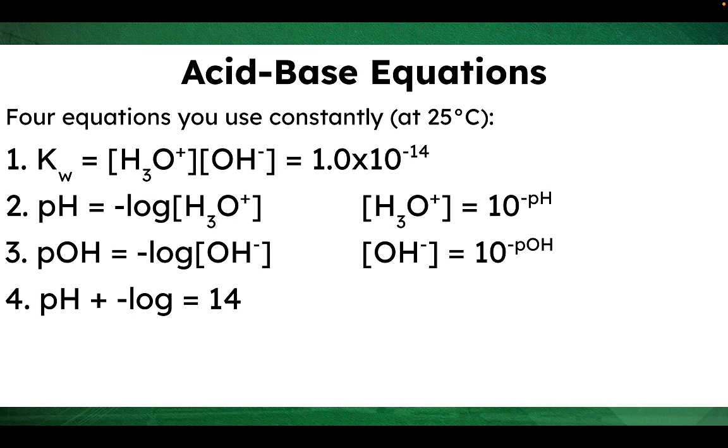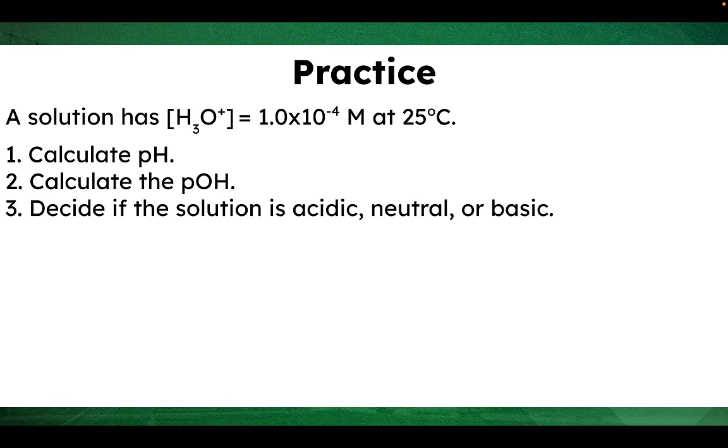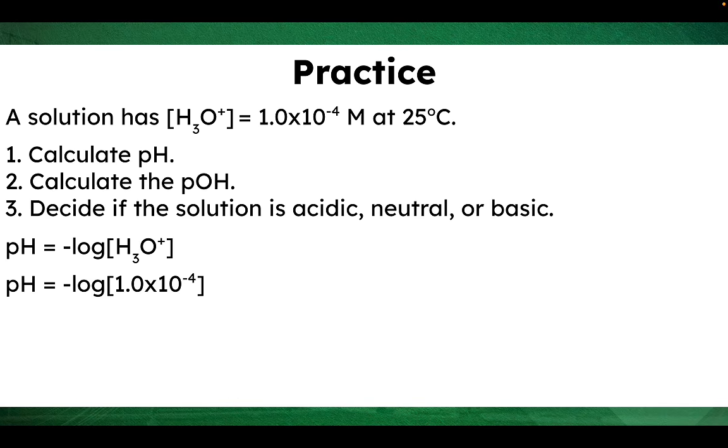Now let's try to use these equations. A solution has hydronium ion concentration of 1.0 times 10 raised to negative 4 molar at 25 degrees Celsius. Calculate the pH, calculate the pOH, and decide if the solution is acidic, neutral, or basic. pH is given by the formula negative logarithm of hydronium ion. We are given the concentration of hydronium ion, so what we do is just plug in the value. pH equals negative logarithm of 1.0 times 10 raised to negative 4. When you do the math, you will get 4.0.